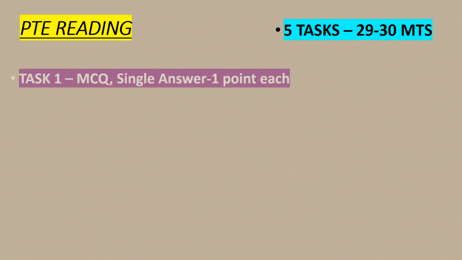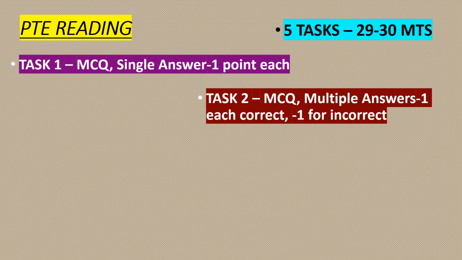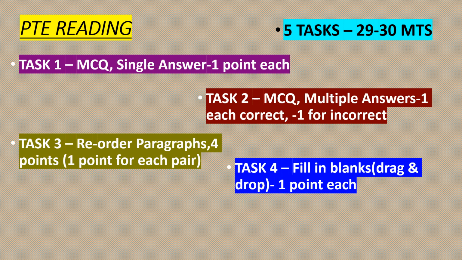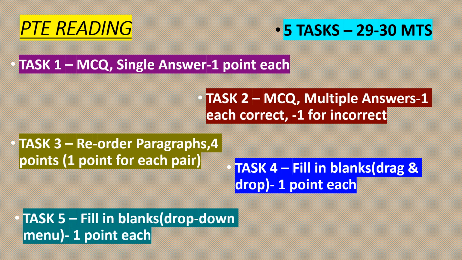The PTE reading section is aimed at evaluating candidates' ability to read and interpret academic English. Divided into various tasks, it assesses a test taker's ability to analyze and comprehend academic vocabulary. In PTE reading, questions sometimes test two skills together, such as listening and reading, or reading and speaking. It includes 5 tasks in total, between 29 to 30 minutes. The reading materials are all authentic texts about a variety of academic subjects, including humanities, natural sciences, and social sciences. So task 1 is multiple choice question, single answer, 1 point each.